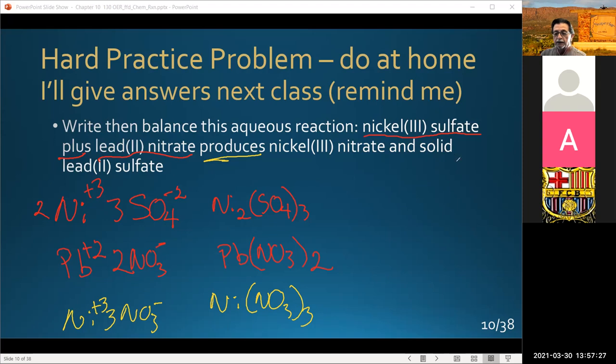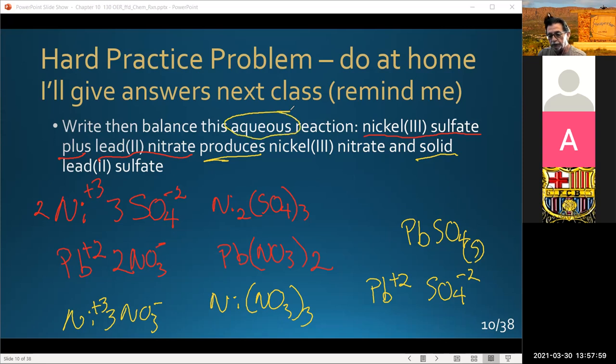Then finally, solid lead 2 sulfate. So again, we're doing with lead 2. Okay. And sulfate, which is SO4 -2. And guess what? It's a +2 and a -2. It's a real straightforward 1-to-1. Plus, it's solid. Okay. Now, what about the state of the others?